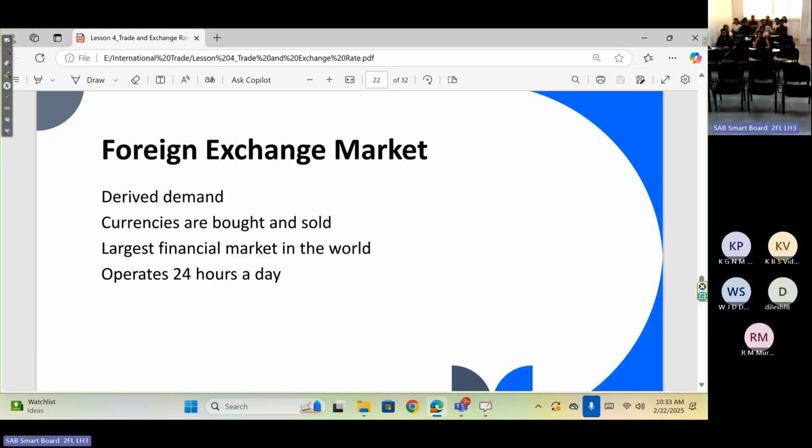Why do we need currencies? Why do we demand currencies? Why do we need dollars? To purchase goods and services. In Sri Lanka, you need a dollar to purchase imports, by paying dollars. So why is it derived demand? Only when you need to import, only when you need to purchase goods and services from the outer world, do you need currencies. Otherwise, there is no demand for this currency.